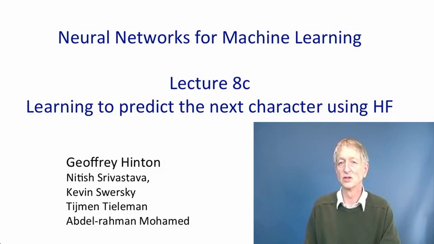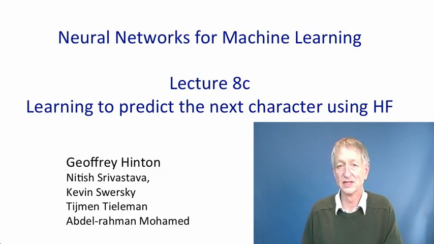In this video, we're going to see what happens when the Hessian free optimizer is used to optimize a recurrent neural network containing multiplicative connections, and the network is trained to predict the next character in Wikipedia. The network is trained on millions of characters, and it works remarkably well. It learns a lot about English, and it becomes very good at completing sentences in interesting ways.